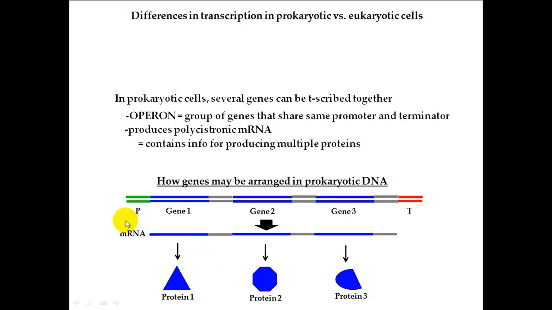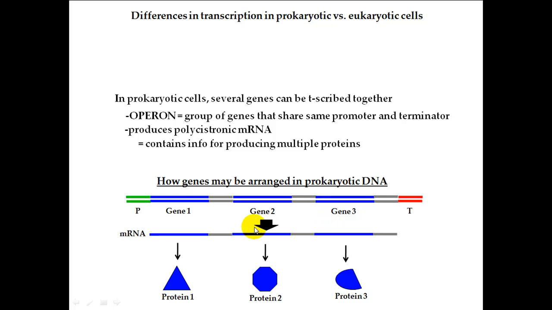And the last thing we'll mention is this. One of the advantages to having genes arranged in an operon is that they can all be turned on and turned off at the same time. Typically, if you find genes in an operon, it means that they all produce proteins that work together in order to do something.